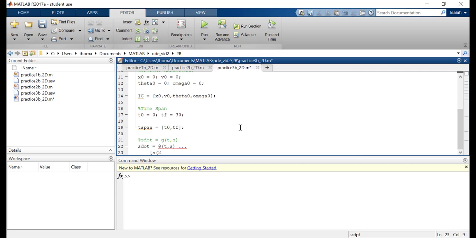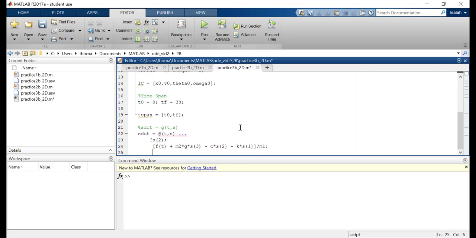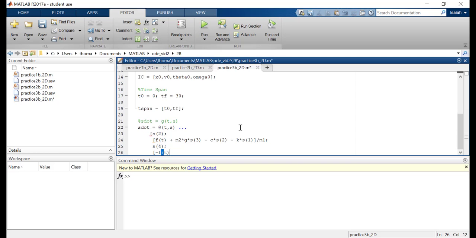The first part of the derivative of our state vector is s2. And the next part is f of t plus m2 times g times s3 minus c times s2 minus k times s1, all divided by m1. The next part is just s4, and the last part is another long expression, and all that is divided by L times M1.